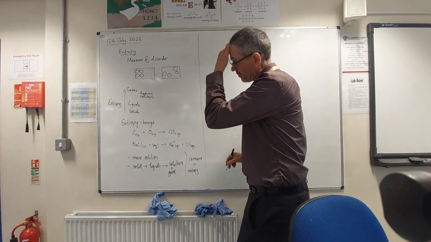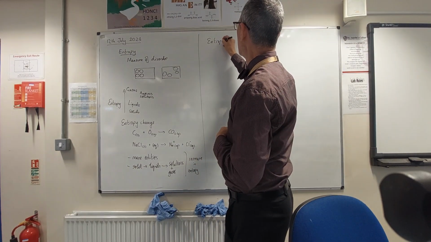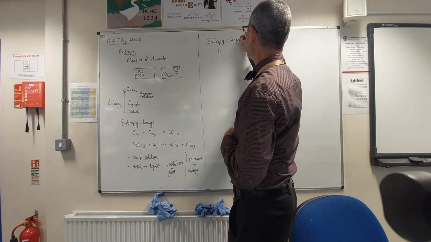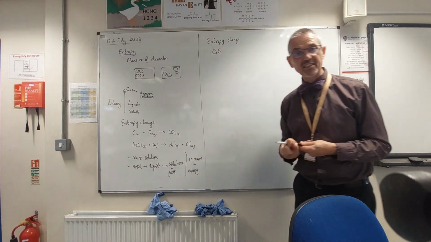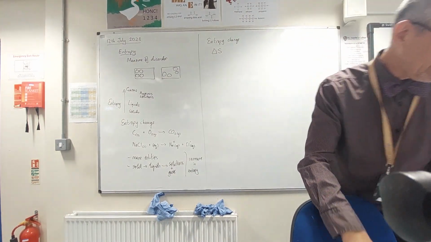Yeah? Okay, so the symbol for entropy is S. So the symbol for entropy change will be delta S. So we're going to be looking at some changes in entropy here.